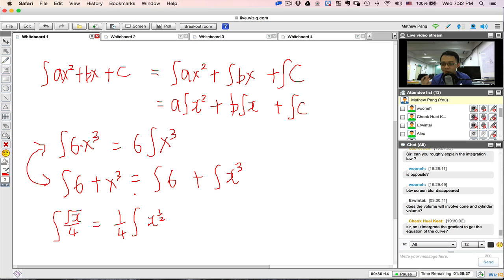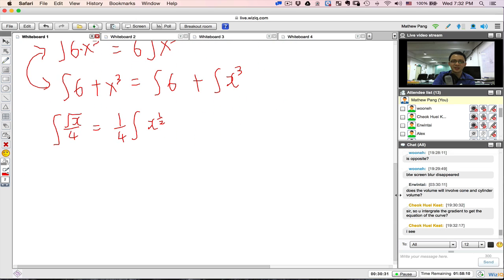Okay, so do you integrate gradient to get the, yes. When you want to get an equation of the curve, the only way you can do so far in your SPM syllabus is you have to integrate the gradient. Alright. Okay, let me continue some integration laws.